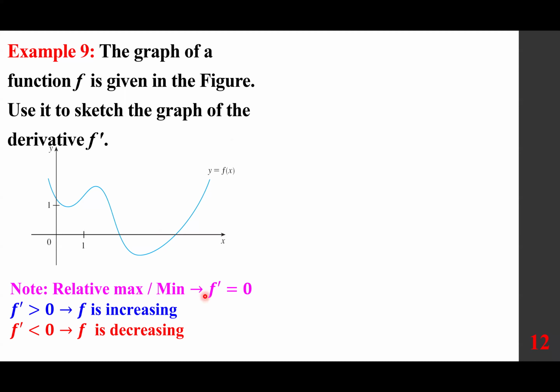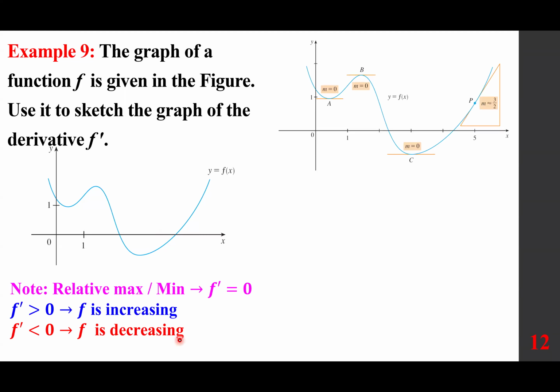Relative max or min, f prime is 0. When f prime is positive, f is increasing. When it's negative, f is decreasing. Therefore, first and foremost, those easy 3 points correspond to x-intercepts of f prime. So at A, the y-coordinate is 0 because the slope is 0 for f prime. Same thing for B and C. So those are the 3 x-intercepts.